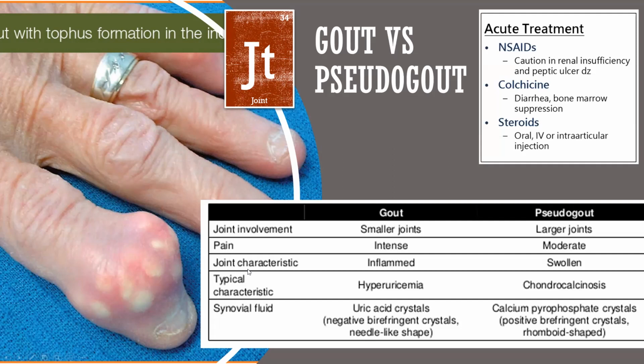Here are a couple of options for acute treatment, specifically of gout. Remember that each of these can cause side effects, and they do have reasons why you should or should not use them, particularly colchicine, which definitely should not be used in pregnancy.